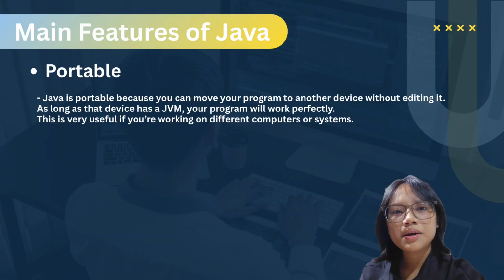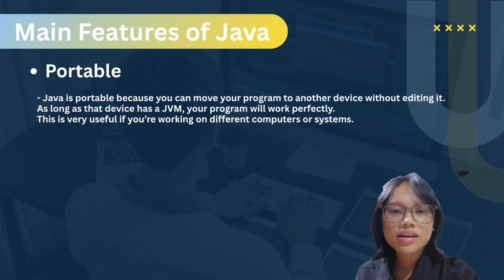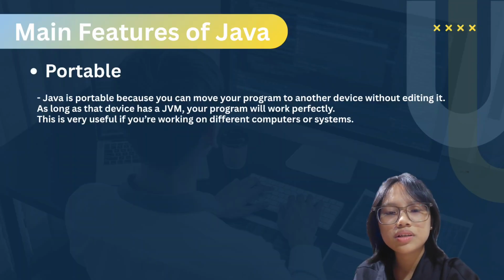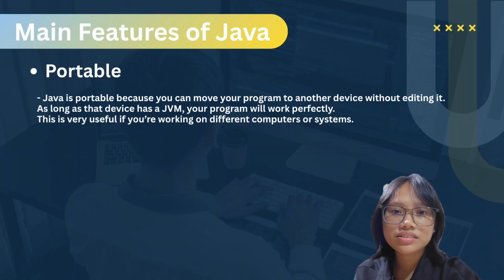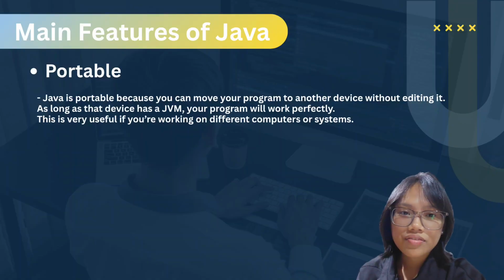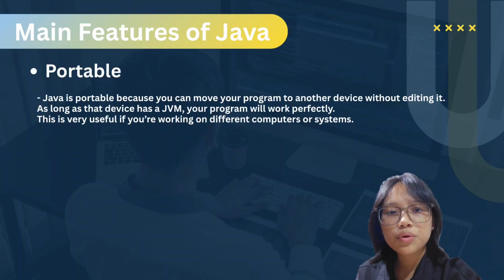Number 6 is portable. Java is portable because you can move your program to another device without editing it. As long as that device has a JVM, your program will work perfectly. This is very useful if you're working on different computers or systems.